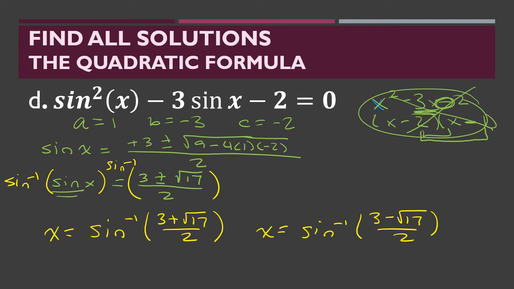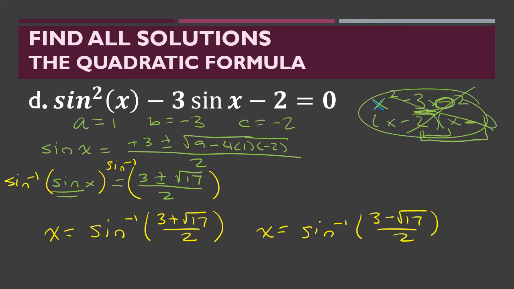You could technically put those in the calculator, and you probably will need to do that just to make sure that if you have a domain restriction, the values fall into the domain restriction. So you should end up with 2 solutions.